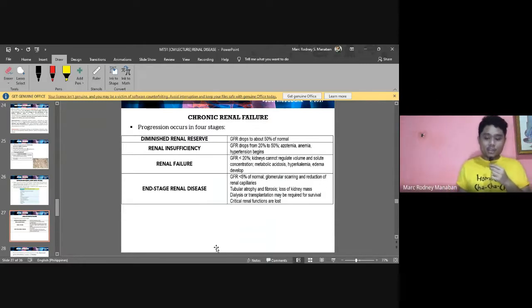The third is renal failure na yun. GFR is less than 20. It can lead na to metabolic acidosis. The kidneys lose their ability to regulate concentration and solute, volume, concentration, hyperkalemia, edema also develop.